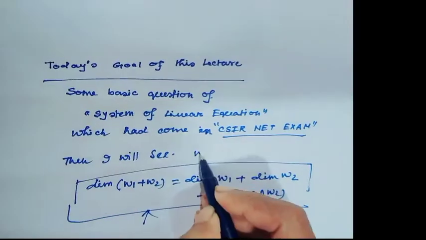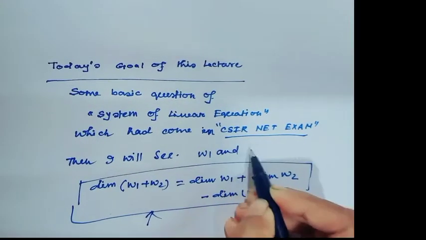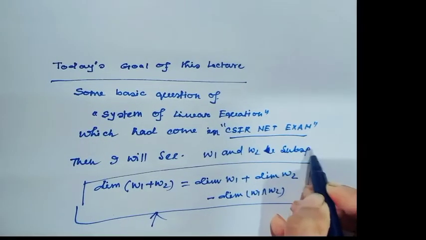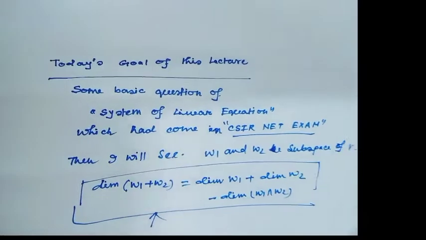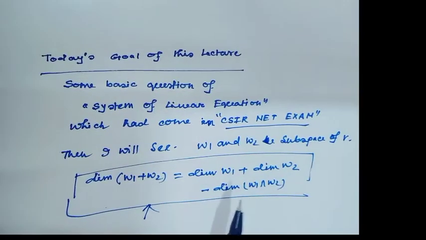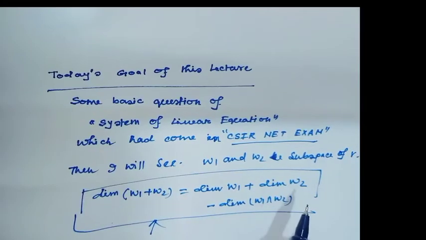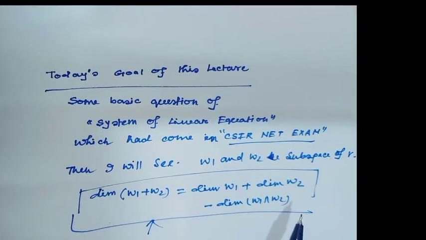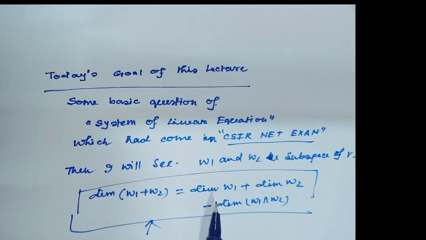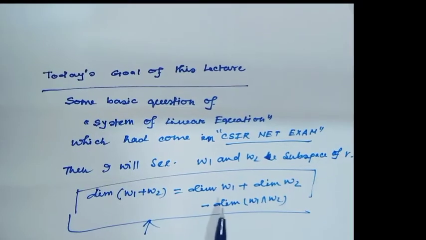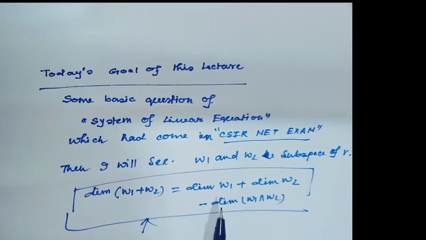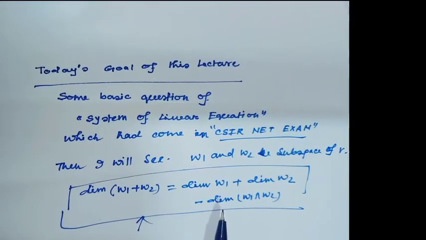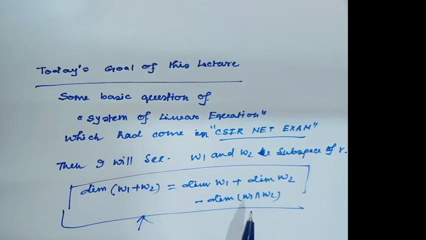Dimension: if W1 and W2 be two subspaces of the vector space V, then dimension of W1 plus W2 equals dimension of W1 plus dimension of W2 minus dimension of W1 intersection W2. I will see one question based on this theorem. Actually, all of us know this theorem is very important and very conceptual. So, I will see one example based on this theorem.